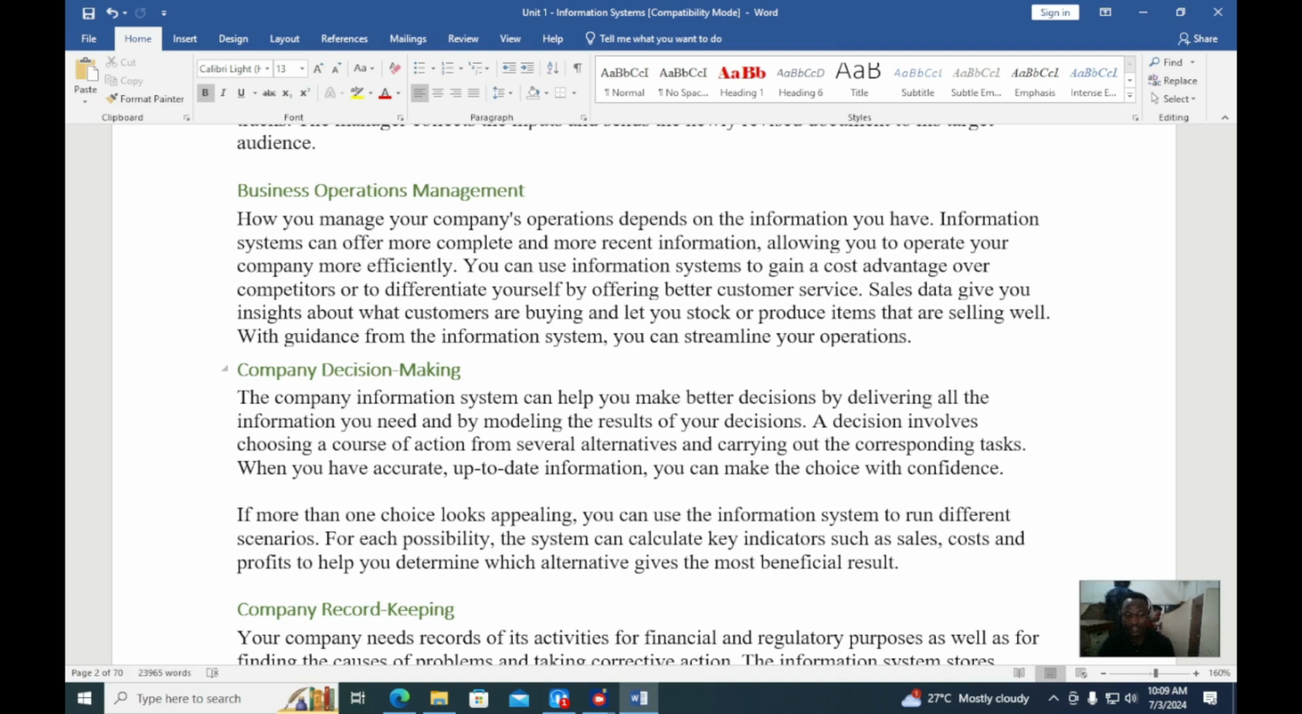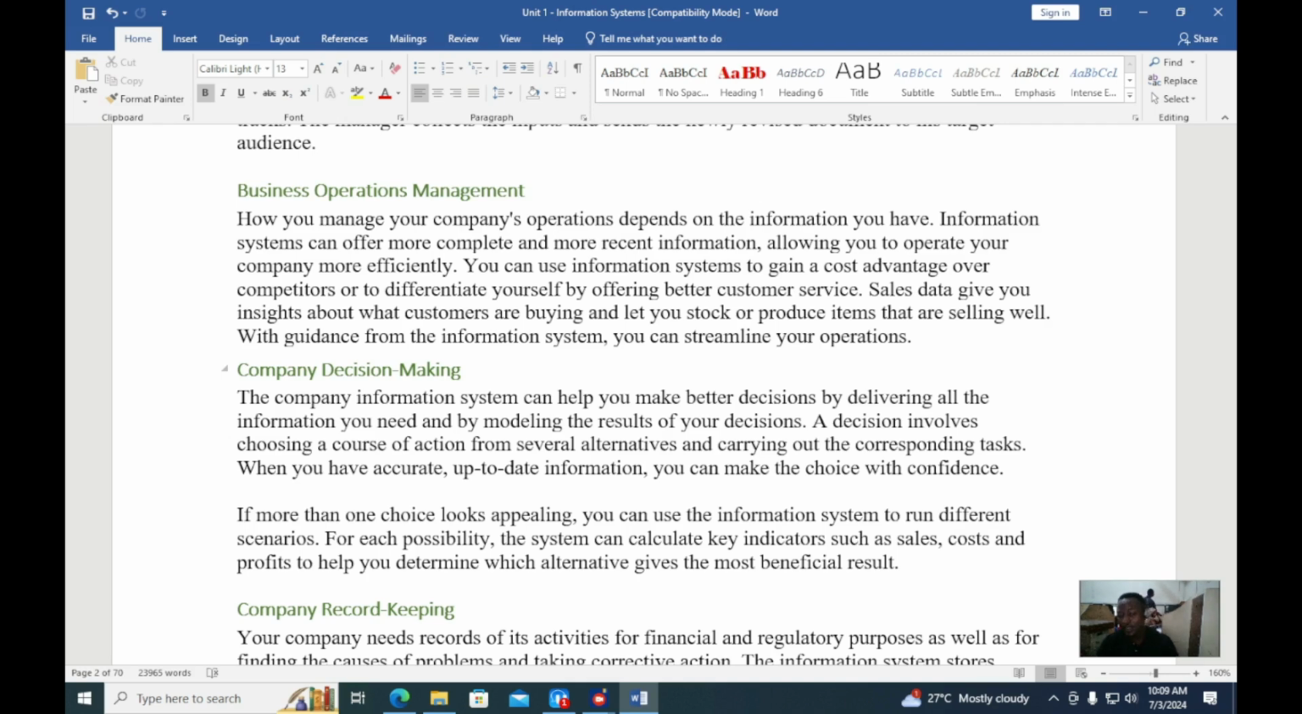We also have sales data that you can look at and get some insights about what customers are buying, and this is going to let you stock or produce items that are actually selling well out there. So the guidance of the information system can help you as a manager to manage your company, or to make sure that you have good and well streamlined operations within your company. The third is company decision making.